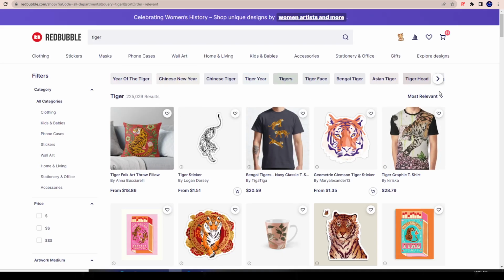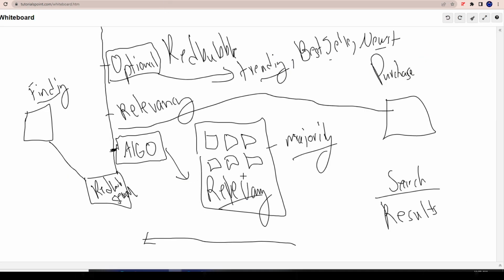If you go into an incognito tab or a computer that's never visited Redbubble and perform a search, most relevant is going to show up first. There's a reason why this is, but we'll tackle this in just a minute, when we go deeper into the algorithm and explain this.